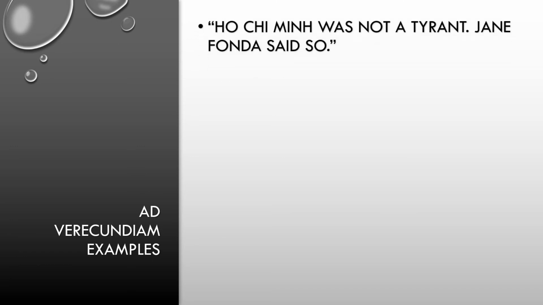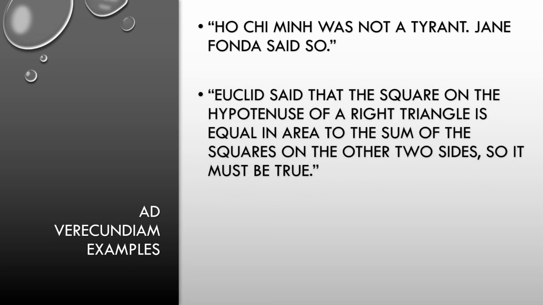Now I think that illustrates the point, but I think we should still take a look at some other examples. Ho Chi Minh was not a tyrant. Jane Fonda said so. Euclid said that the square on the hypotenuse of a right triangle is equal in area to the sum of the squares on the other two sides, so it must be true. Now, if you don't know who Euclid is, he happens to be a very, very important mathematician and geometer in the ancient Greek world. But even though he knows what he's talking about, the point is there is a much more direct way to prove that by actually demonstrating it, not necessarily citing somebody as an authority.